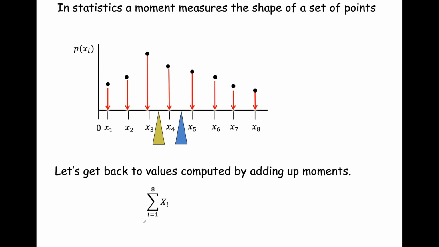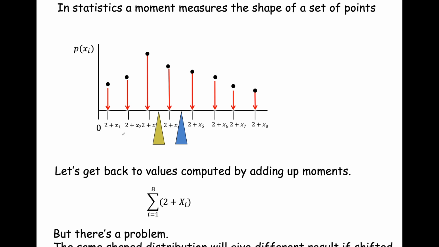All right, so let's go back to the values computed by adding up the moments. So if we add up those values, all these x's, and we sum them together, we have some sum. So if we add up all these points, all these xi's, well, we have a little bit of a problem. So what is that problem? Well, the problem is that some of these values are bigger and some of these values are smaller. So we need a reference point.